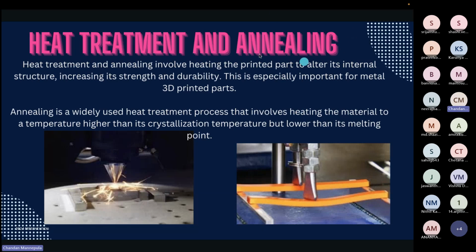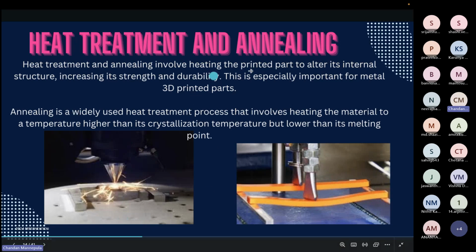So heat treatment and annealing. Heat treatment and annealing involve heating the printed part to alter its internal structure, increase its strength and durability. This is especially important for metal 3D parts. See, the materials which are being printed using the SLM process, all these post-processing methods are mostly done to these. The ones which are printed using SLM.